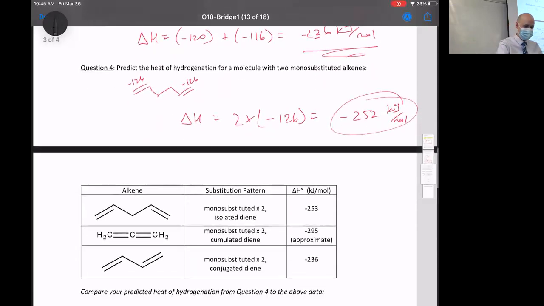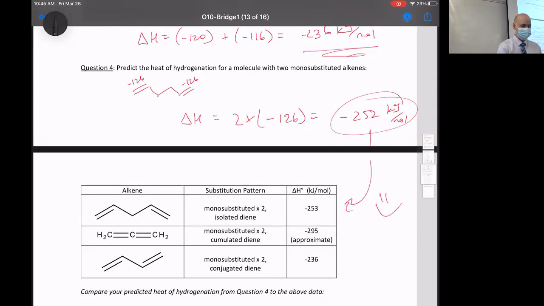And so what we see is that for that molecule, it doesn't really matter, the actual value for the heat of hydrogenation for this alkene is negative 253. We said negative 252. We're pretty much spot on. That's what we see when we put two of these things together. It's basically just additive. Everybody okay with that? Taking that data and referring to this. Yay, great.